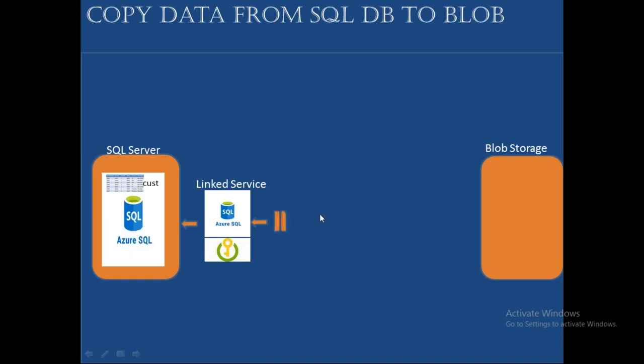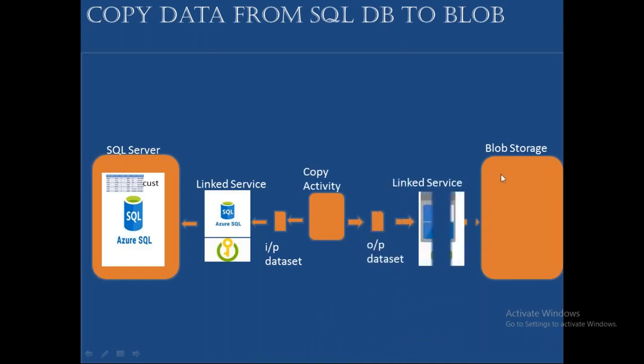You need to establish the connection, data set. This data set will not select the table. Instead of that, we are going to fire a query on this table. Then I want to copy this data. Whatever result I'm getting from source, that I want to load into the blob storage. For that, I need to create an output data set and linked service. And then I will load this data into customer.csv.